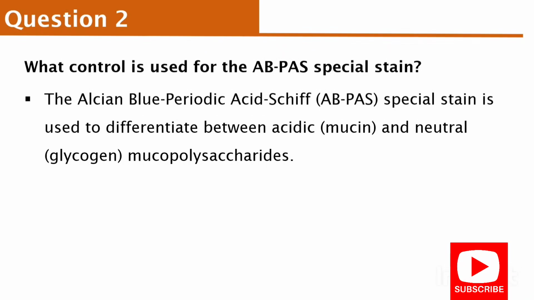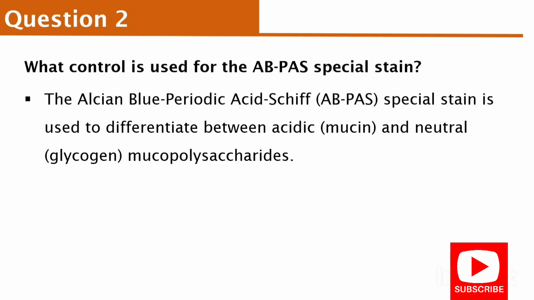Does that make sense? Remember, we are looking at what control is used for the ABPAS special stain. If we are trying to do an examination where we want a differentiation of the acid mucin and the neutral glycogen, what are the likely biological samples we can use? Remember, in all the laboratory departments, in every part of the laboratory, including histopathology, for every test you do, there has to be a control. Basically, it's asking you, at which point can we use this ABPAS for a control?